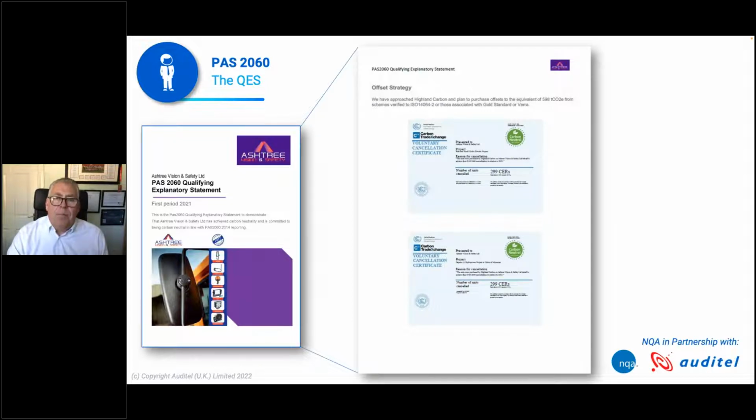Then we've got the carbon offset strategy. This is a very simple strategy. We're going to buy offsets, and this is how many we're going to buy. We've bought them from a scheme that's verified to ISO 14064-2, or those associated with the Gold Standard or Verra standard. In this case, you can see there are 2 certificates. The business decided to split between 2 different projects to account for their 598 tons, and these are the certificates that show that the offsets have been purchased and retired.